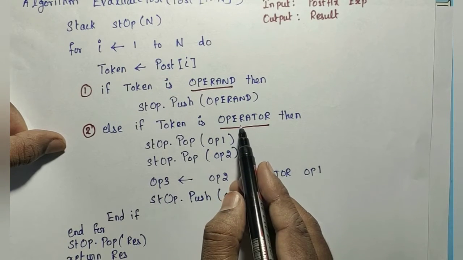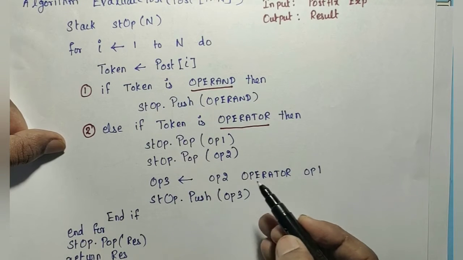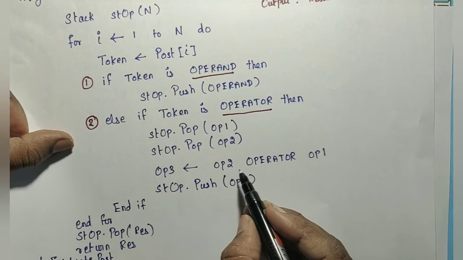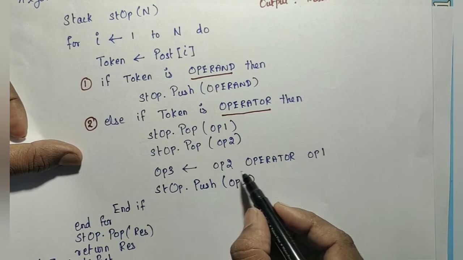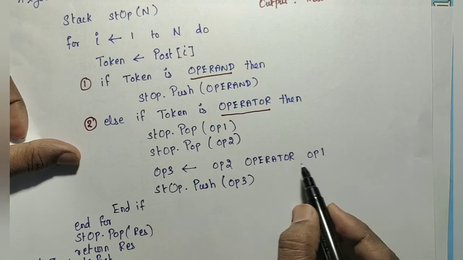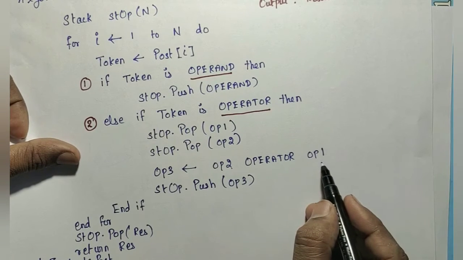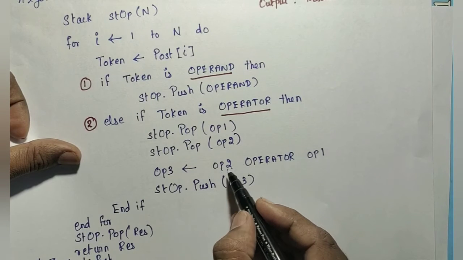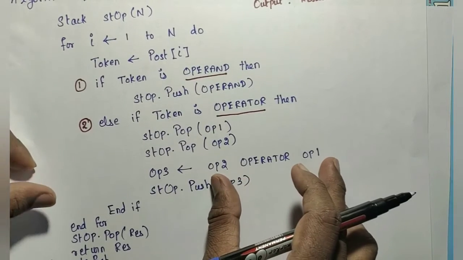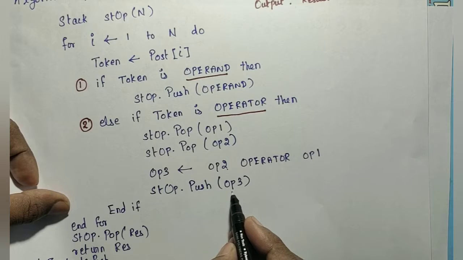Which operator? The input operator. That operation is to be performed between OP2 and OP1. So please don't change that order. That should be done for OP2 and OP1. You should not put OP1 operator OP2. So we have to perform the operation between OP2 and OP1. So second popped element, operator, first popped element. So that result is stored as OP3, that is going to be pushed back to the stack.